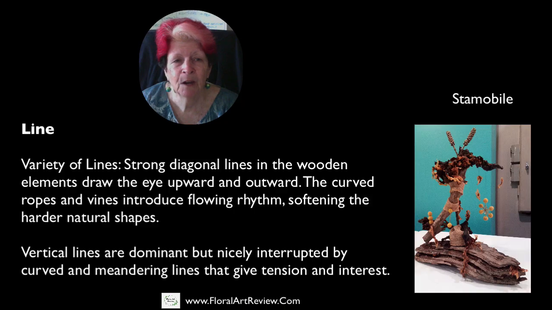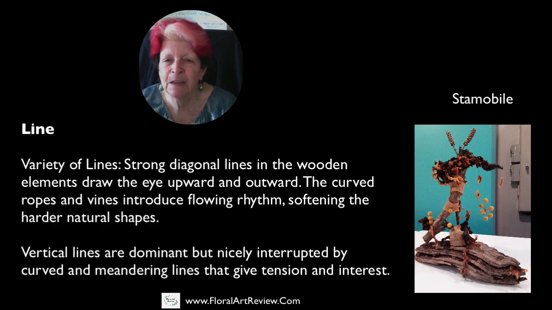Line now. Variety of lines. Strong diagonal lines in the wooden elements draw the eye upward and outward. The curved ropes and vines introduce flowing rhythm, softening their harder natural shapes. Vertical lines are dominant, but nicely interrupted by curved and meandering lines that give tension and interest. So it's looking at the line that's created by the seaweed, which is what it thinks is the ropes and the vines, and it is seeing that implied movement in those pieces gives us the flowing rhythm, and it softens those harder shapes.